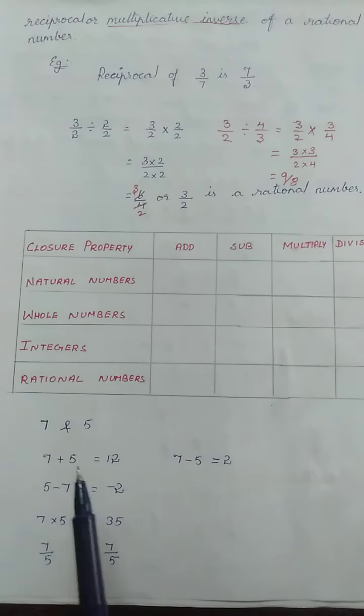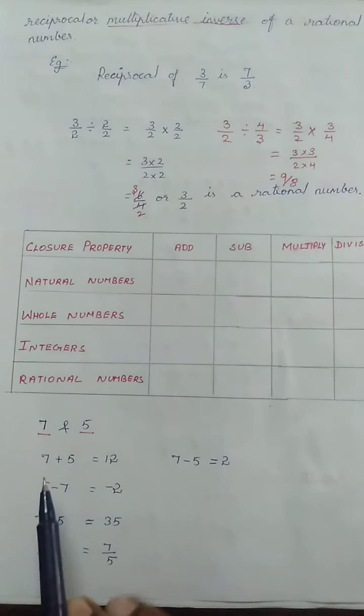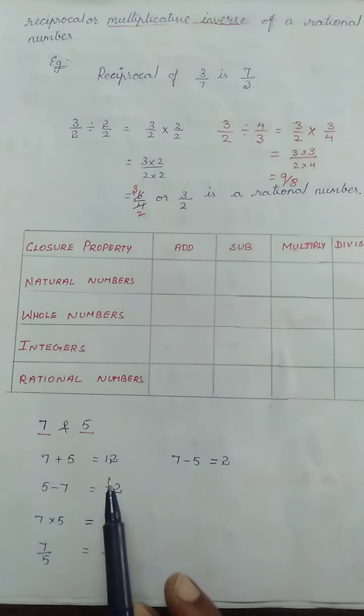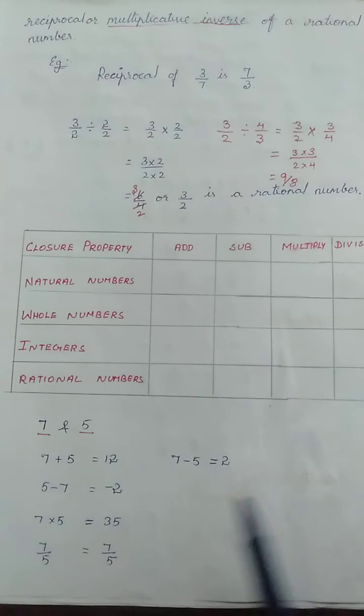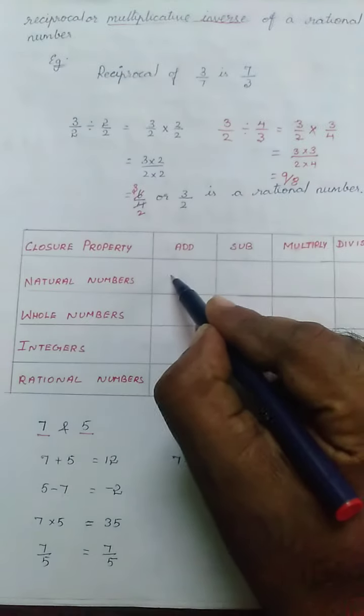Now let us take two numbers, 7 and 5. So let us add 7 plus 5. The answer is 12. Do we have 12 in natural numbers? Yes. So it's true.